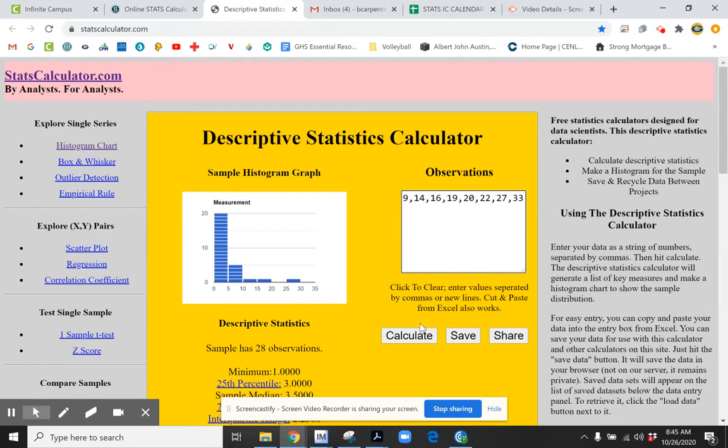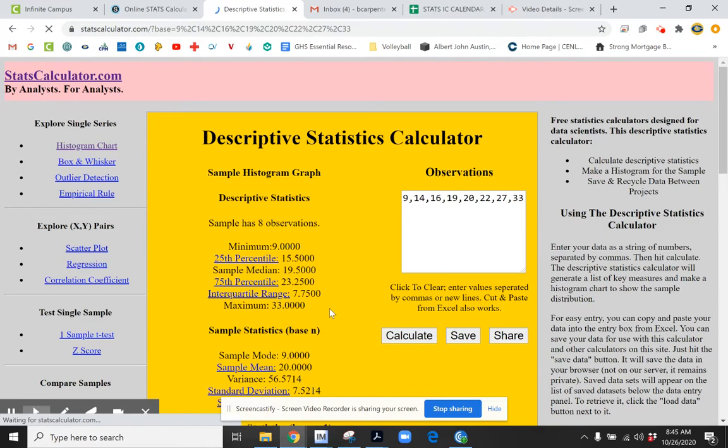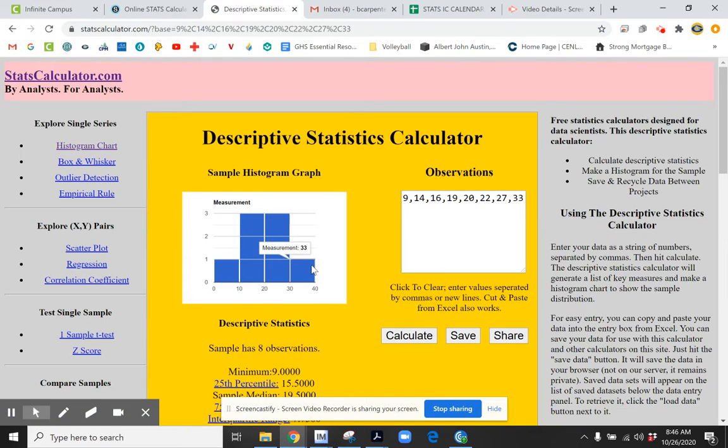Okay, and then I come down here and I just hit calculate. And now, as I scroll down, there's a sample histogram of that data. You can see that the counts are over here, right? So again, what does this 1 mean? That means that there's one measurement that falls between 0 and 10.